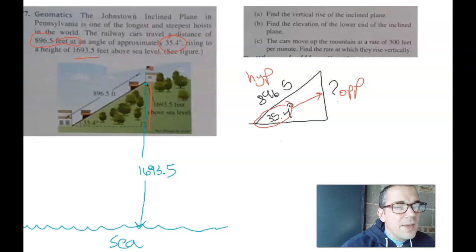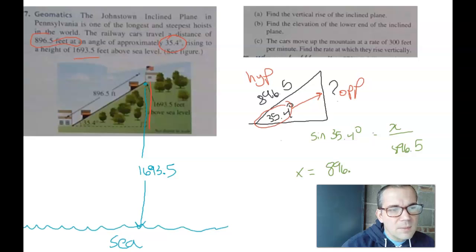So to do part A, we're just going to say, not in red, but in beautiful green, that the sine of that 35.4 degree angle is going to equal the missing side over that 896.5. And so this missing side ends up being 896.5 times the sine of 35.4, which I'm going to pause and do on a calculator.